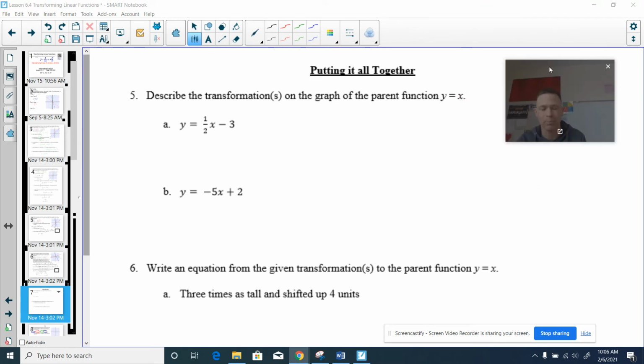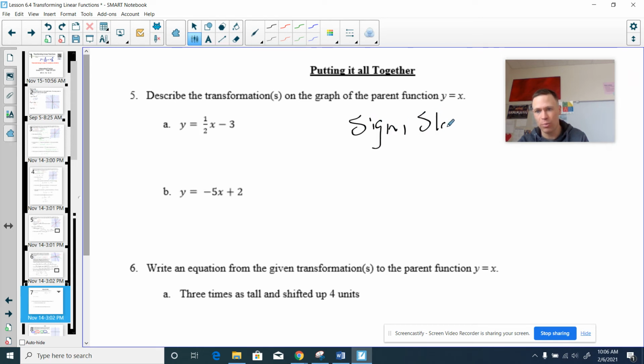Okay? All right, moving right along here. Bring it all together. Now, describe the transformation on the graph. So this is what your independent practice and what your quiz questions might look like. So basically, here's what you got to do. You got to look at sign.